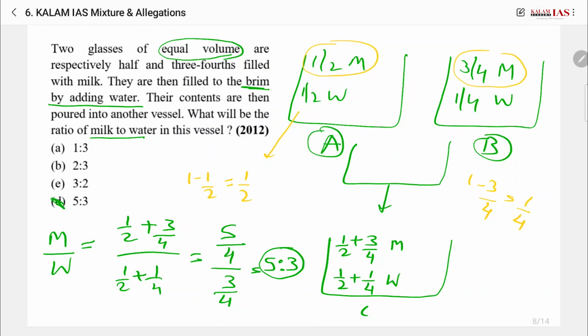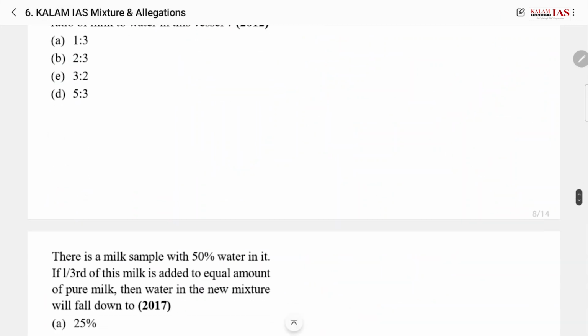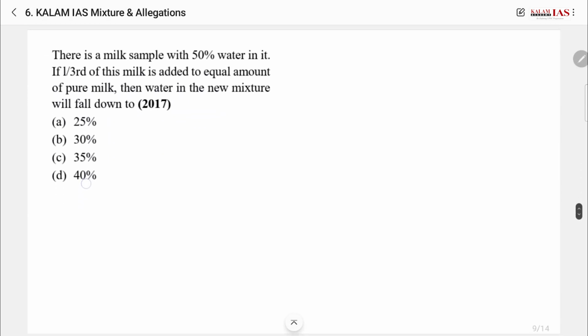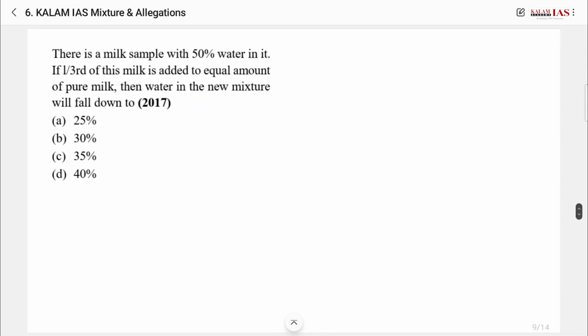And then the contents from both the glasses are shifted to a new vessel C. And both the quantities will be mixed now. Milk will be this and water will be this. And then we have to find the ratio of milk to water, which comes out to be 5 by 3. That is option D. Moving on to the next question. You have another 1 minute and then we'll solve it.